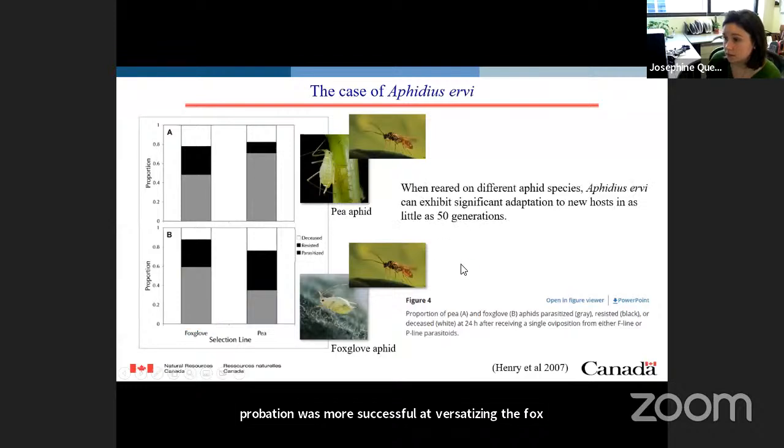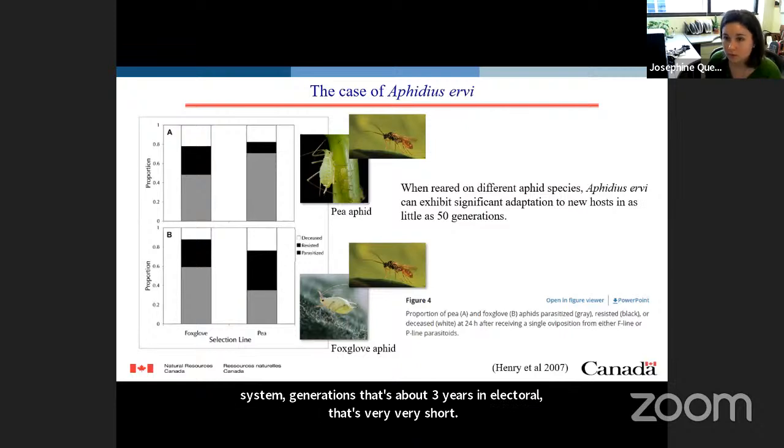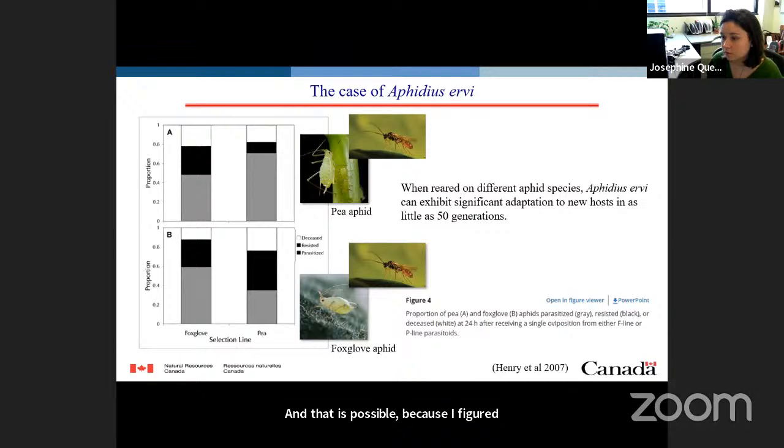So what they showed is that when reared on different aphid species, Aphidius ervi can exhibit significant adaptation to new hosts in as little as 50 generations. That's about 3 years in a lab colony. That's very, very short. And that is possible because Aphidius ervi reproduces sexually and so is able to have genetic recombination with each generation.